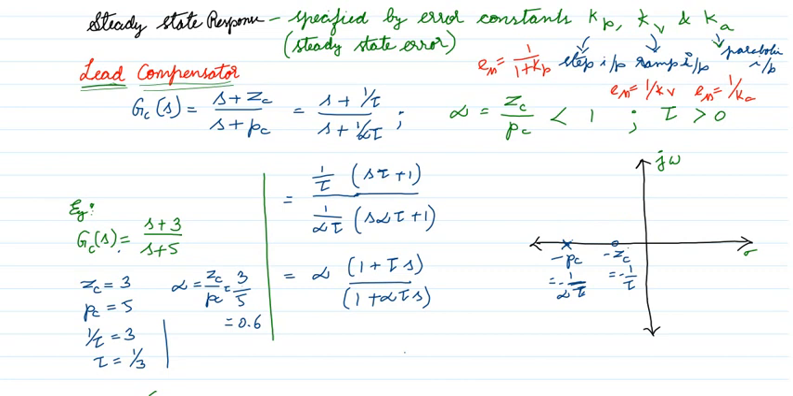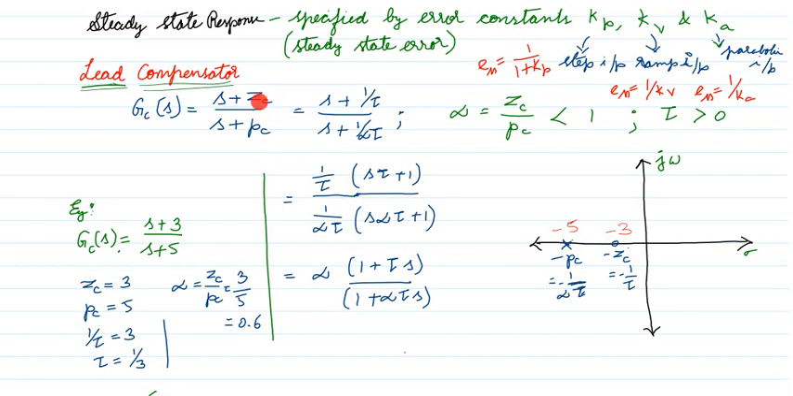For example, if I take GC of S as (S plus 3) by (S plus 5), what is the zero? The zero is minus 3. What is the pole? Equate the denominator equal to 0, this is the pole. So what compensator is this? This is a lead compensator. If the zero is closer to the imaginary axis, I say it is a lead compensator when compared with the poles. Poles will come on this side, to the left side of the zero. Okay, right. Now see, this is the standard form.